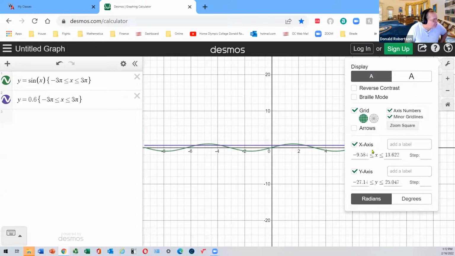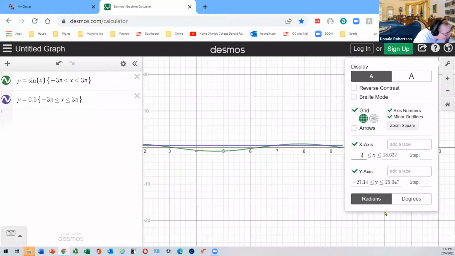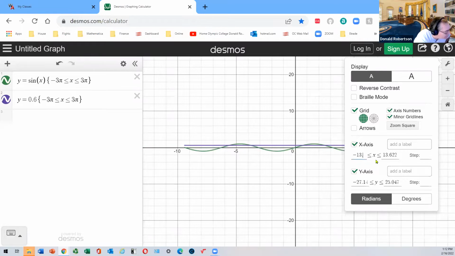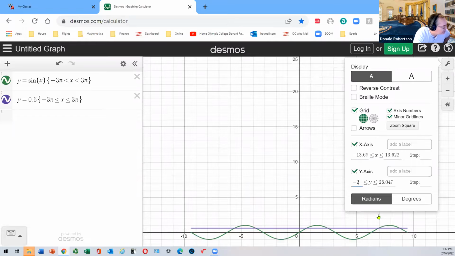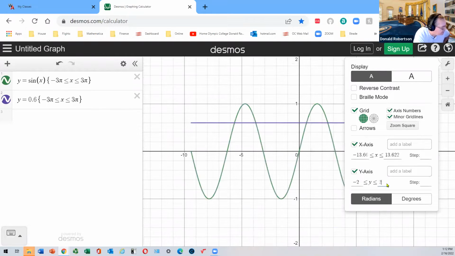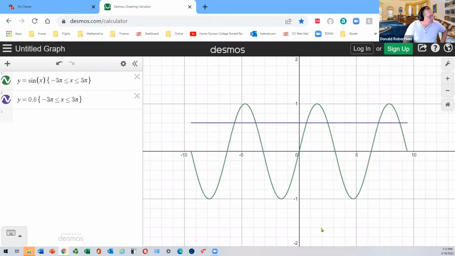I'm going to change the y values to probably something like -2 to 2. That's the wrong one I just managed to choose there, isn't it? So the y values I wanted, I want this to be -2 to 2. Okay, would you agree that I can see pretty clearly now all the points I want?